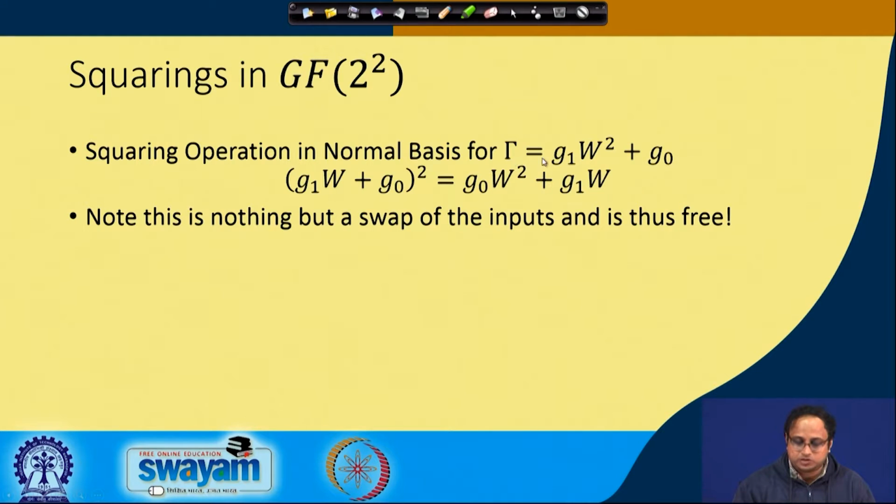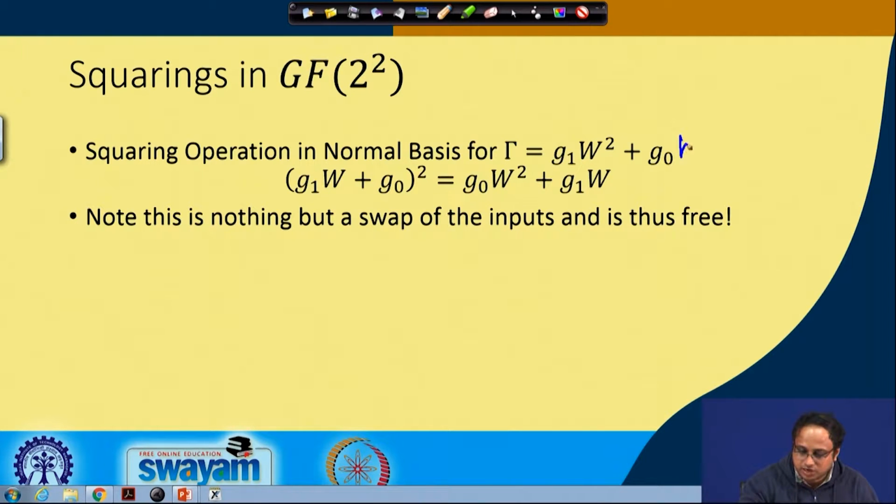So suppose my input is g1 w squared plus g0 w. Again, this was missed out, so you can just correct it by writing this g0 w. If I do a squaring operation, then I can work this out as g0 w squared plus g1 w.